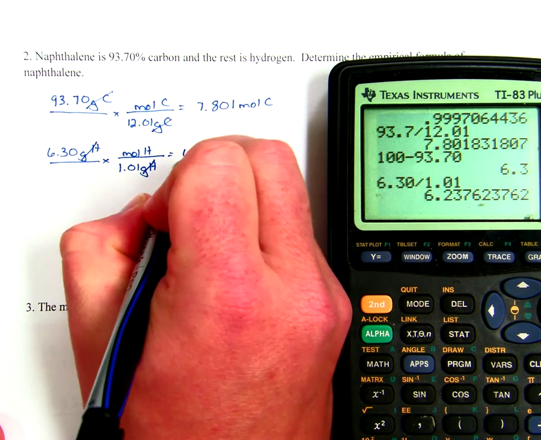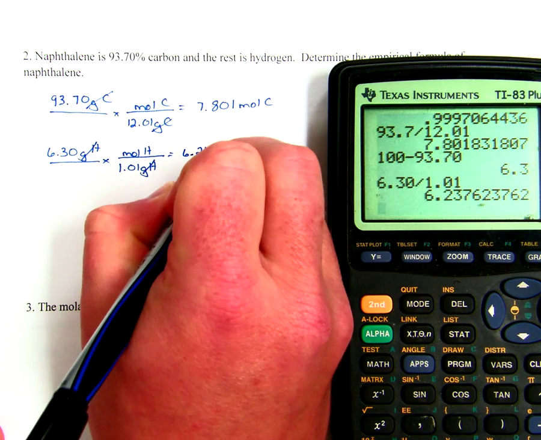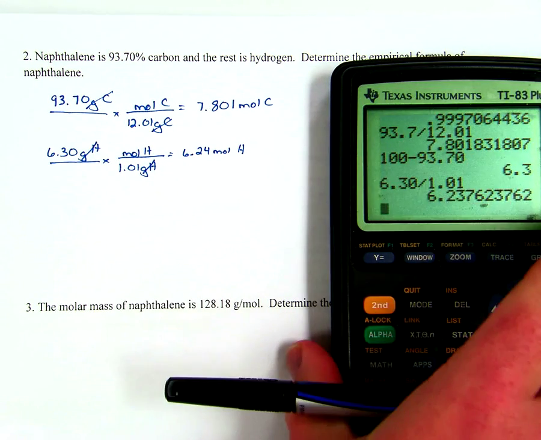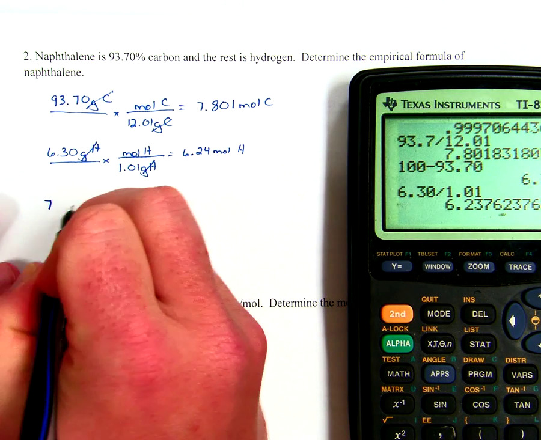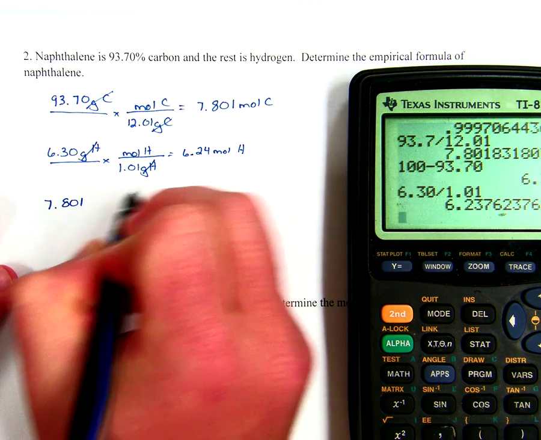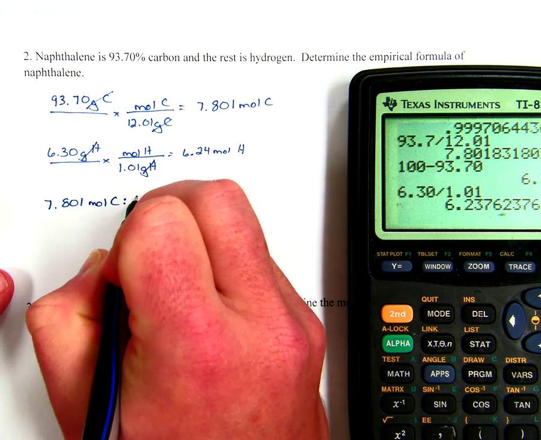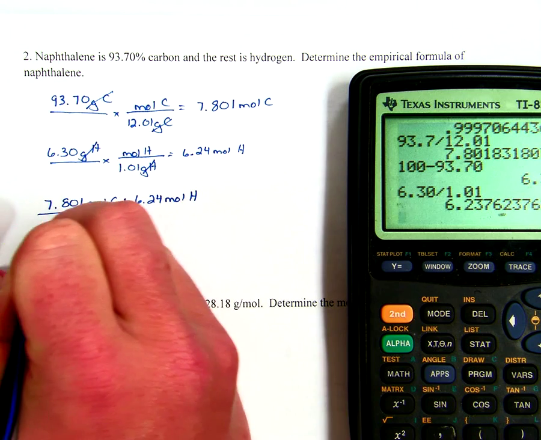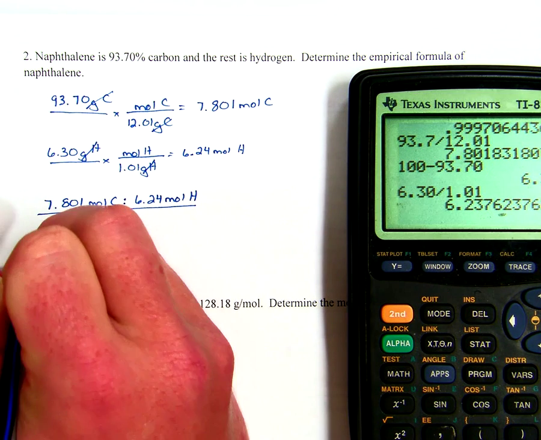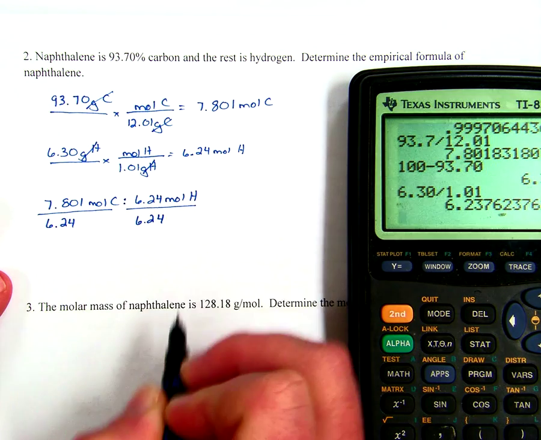Our second step is to get our mole ratio. So I'm just going to set up the ratio. We have 7.801 moles of carbon to 6.24 moles of hydrogen. I'm going to divide them both by the smallest number, so divide them both by 6.24. Obviously that'll give us 1 mole of hydrogen, because anything divided by itself is 1. Let's see what we get for the carbon.